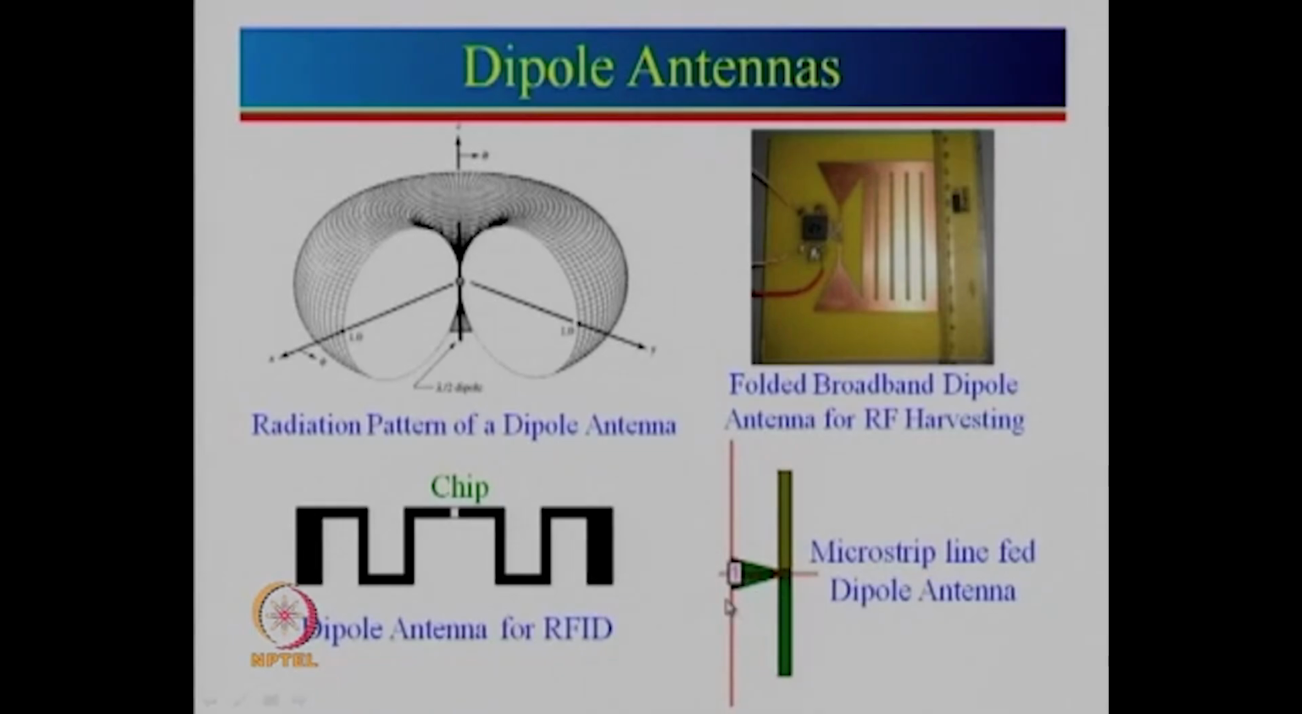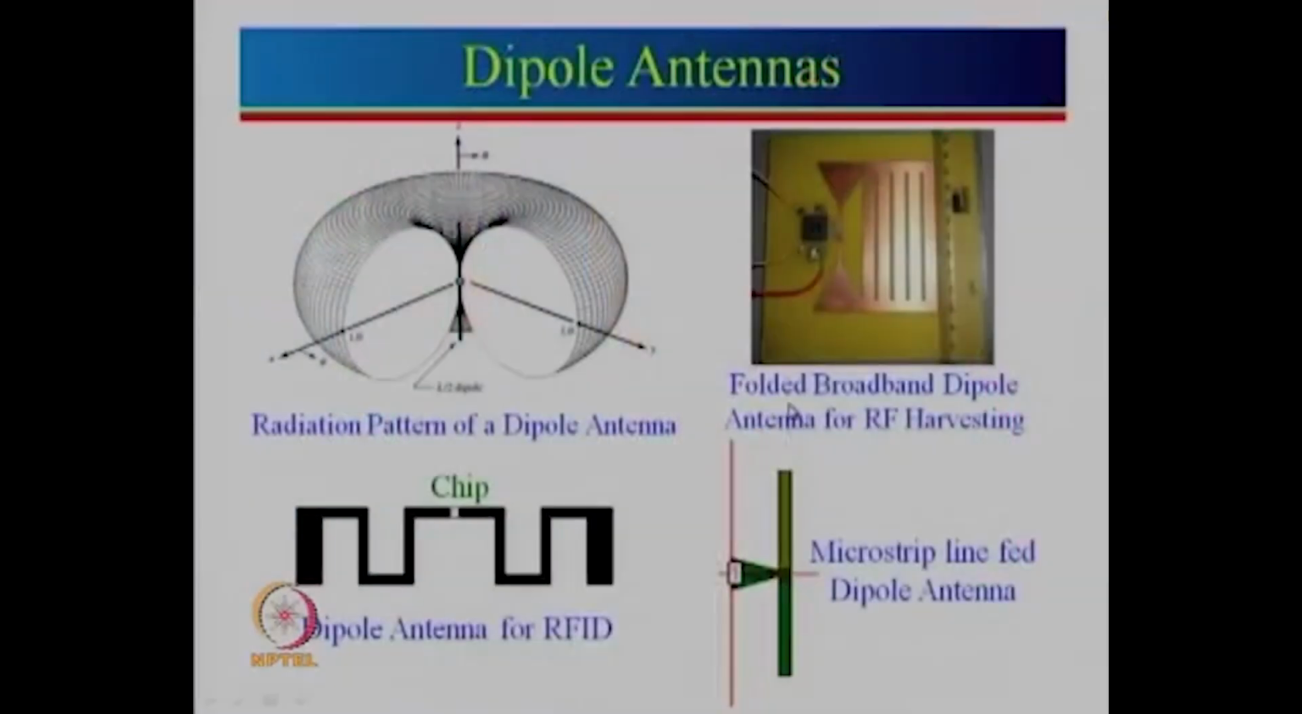In fact, the majority of the generators will just give us a single feed, and then we need to design a concept which is known as a balun, BALUN, that is balance to unbalance. So, here we have tried to achieve balance to unbalance using a microstrip version, and that is a microstrip line fed dipole antenna. So, as we go along in the course, we will see how to design all these antennas.